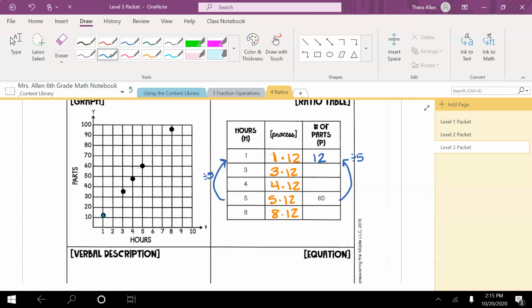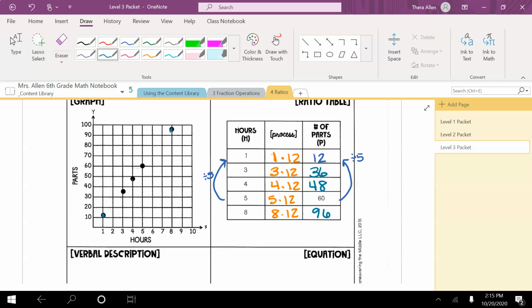I can say, okay, 3 times 12 is 36. 4 times 12 is 48. And 8 times 12 is 96. And to check my work, I can go and look. I can say, okay, 8, and this looks about at 96. 5, this is at 60, yeah. Then I can say 4 should be about 48, yes, and 3 at about 36. So this does look right.